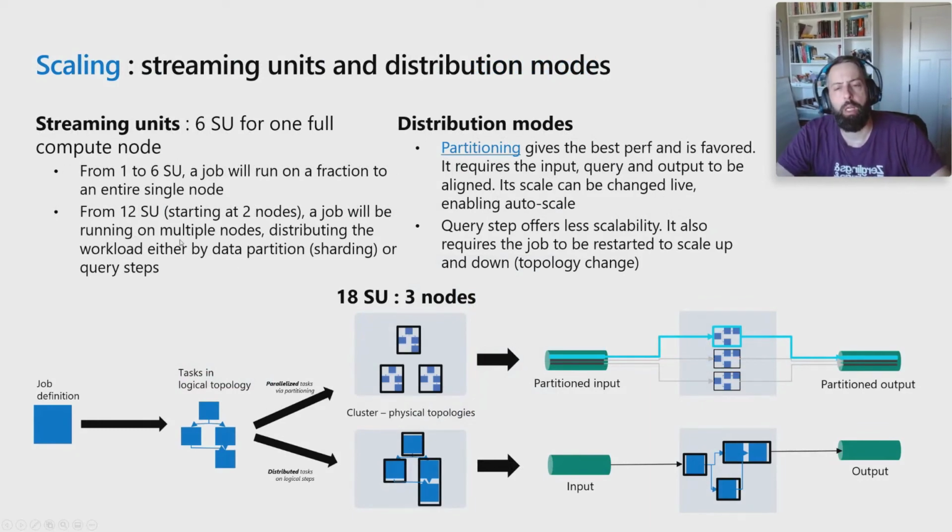So anyhow, back to Stream Analytics, we support those 2 modes, both partitioning and per query step. So when you create a job, we ask you for a streaming unit value. I think default is 3 now. 1, 3, 6, the job will run on a single node or a fraction of a node: 1/6, 1/2, or 1 node. But when you go to 12 streaming units, you're actually running on 2 nodes, 2 times 6. 18 streaming units, you're running on 3 nodes.